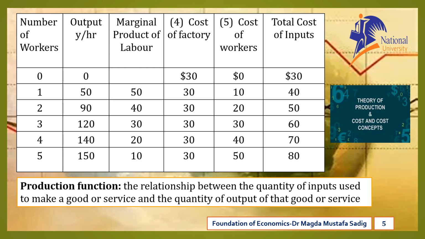If we have to find out the total cost of inputs, we will add up the fixed cost plus the variable cost. So 30 plus 0 equals 30, 30 plus 10 equals 40 in the last column, 30 plus 20 equals 50, 30 plus 30 equals 60, 30 plus 40 equals 70, and 30 plus 50 equals 80.